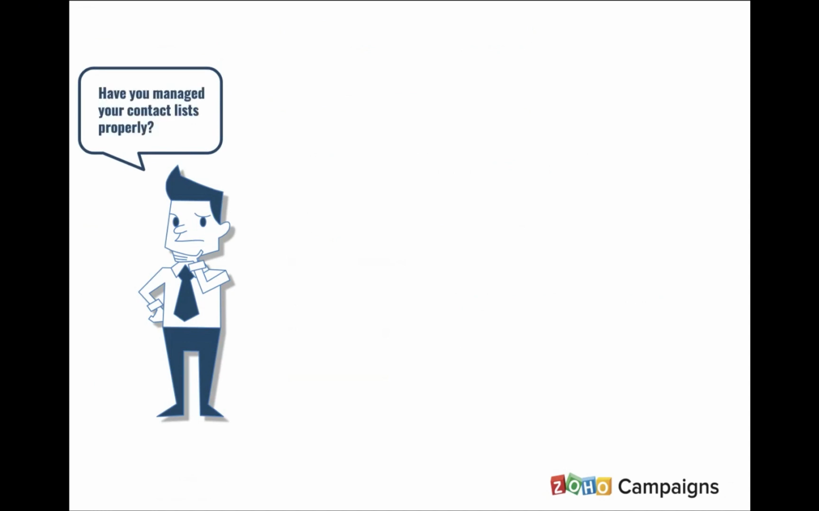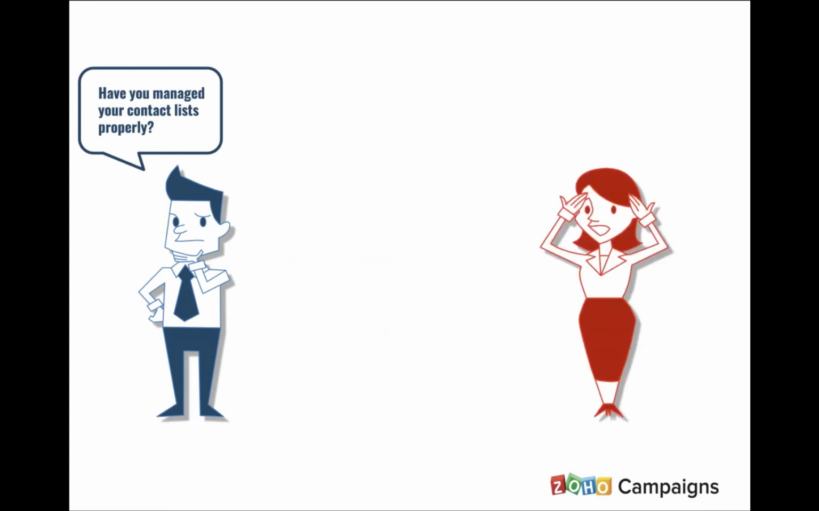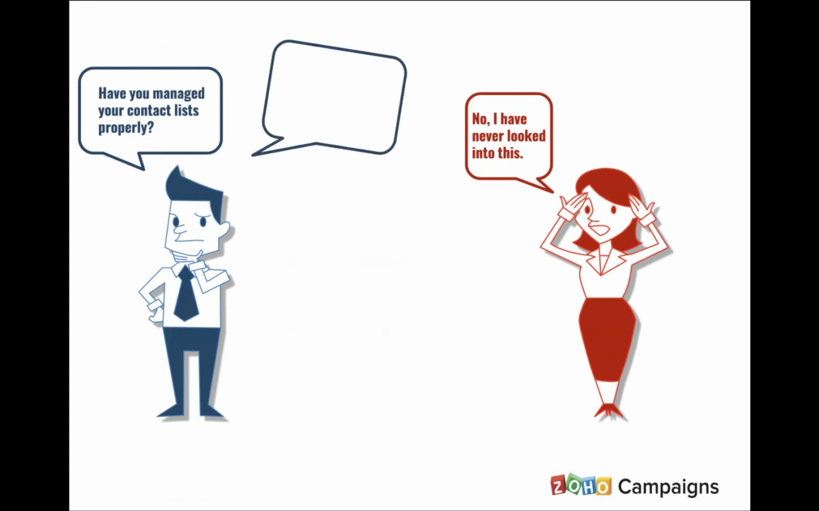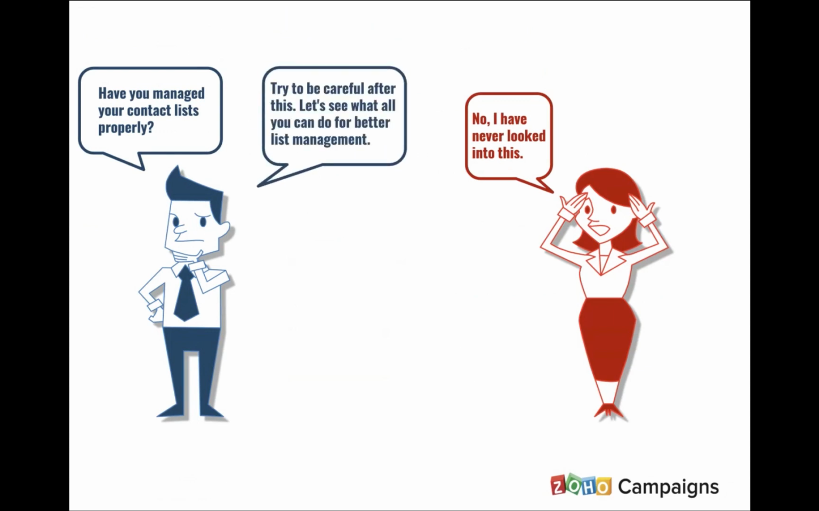John asks whether they have managed the contact lists properly or not, to which Jane says that they have never looked into this. This is definitely going to be a problem, which has become a problem for Zilkot Fashion, as we can see. So John asks them to be careful hereafter. And John also says that we need to take a look at the list management from a detailed perspective.